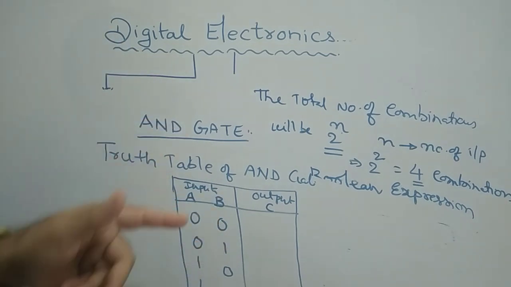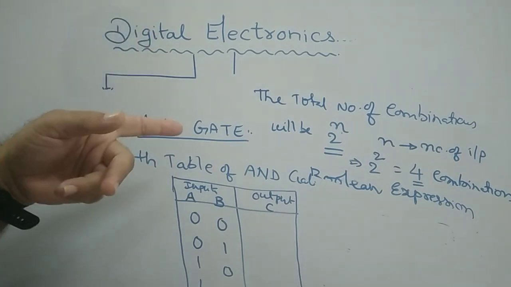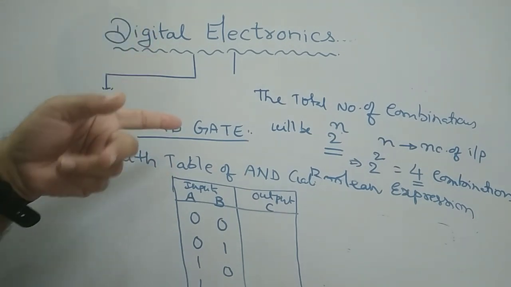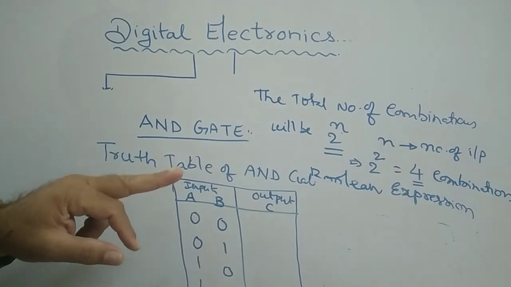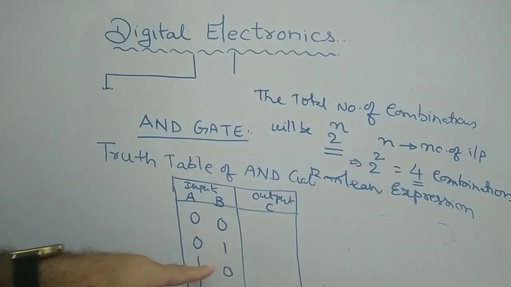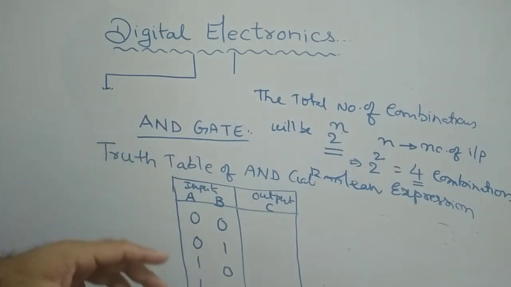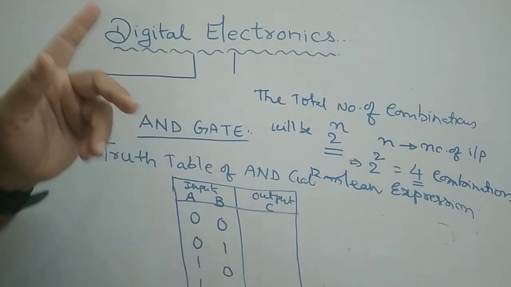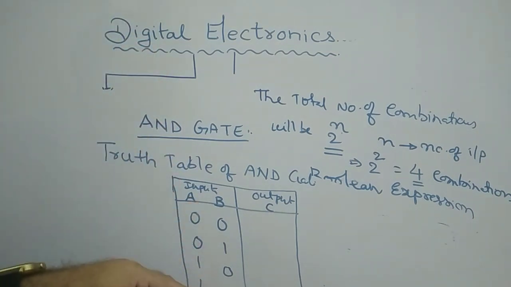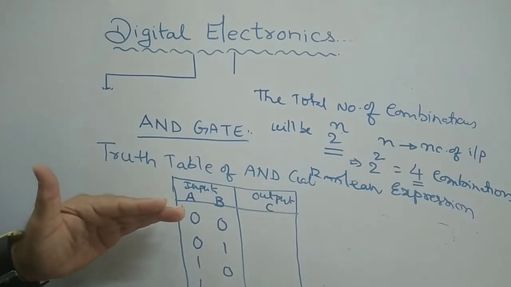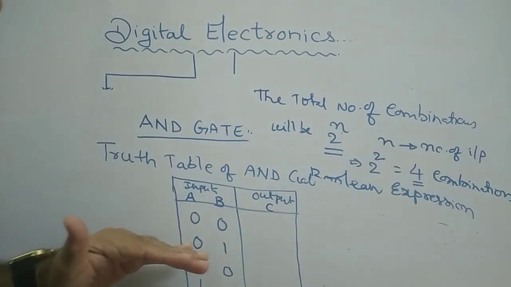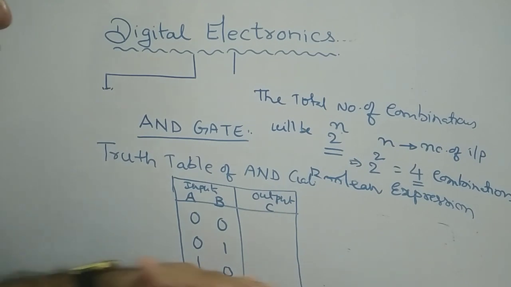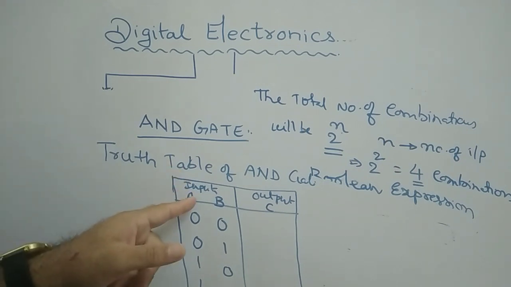And for the third combination, you can change A as 1 and B as 0. The fourth and last combination is 1 1. So these are the possible combinations: 0 0 first, 0 1 second, 1 0 third, 1 1 fourth. There are 4 combinations because the inputs are 2.